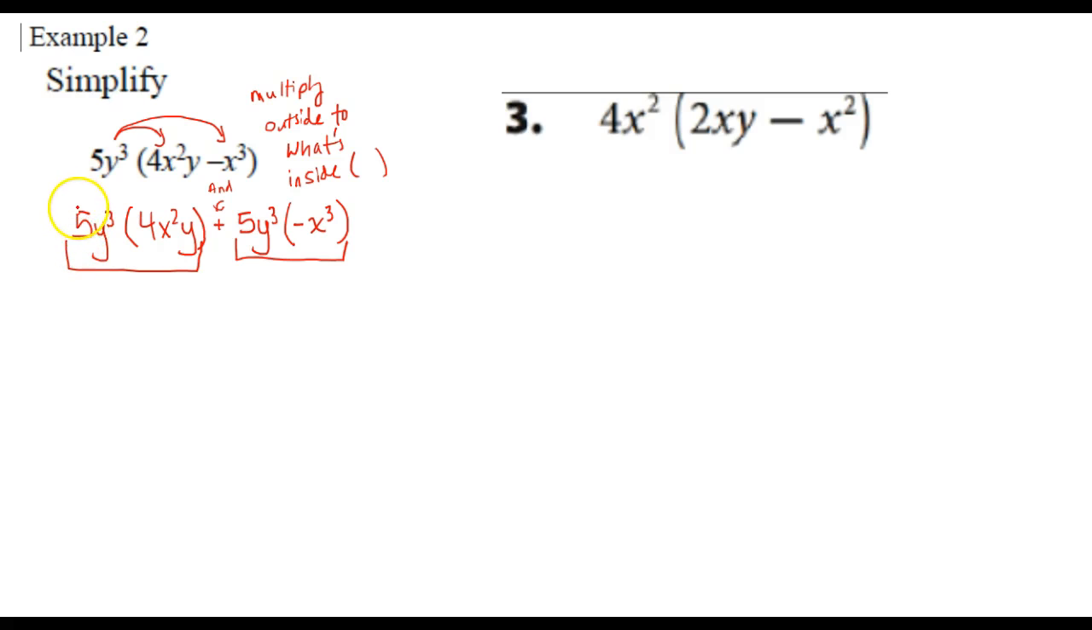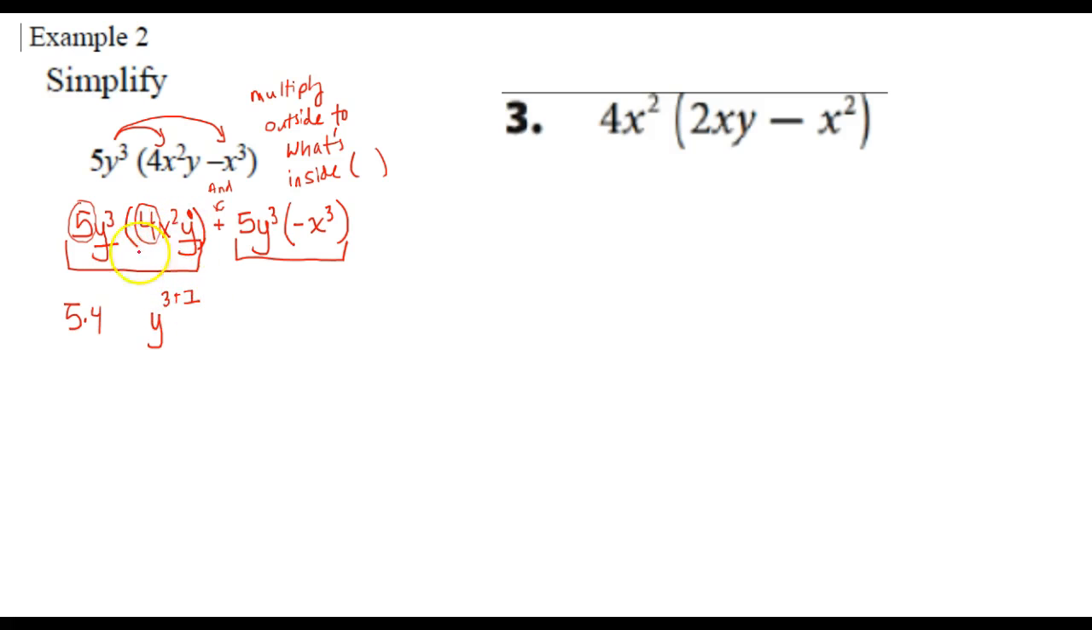So here, again, we're going to follow the same rules. We're going to multiply our coefficients, so that's 5 times 4. Here I have a y and a y, so I'm going to write y to the 3 plus 1. Now a lot of students are like, there's not a 1 there. Well, there is a 1 because there's one y. So that's a 3 plus 1.